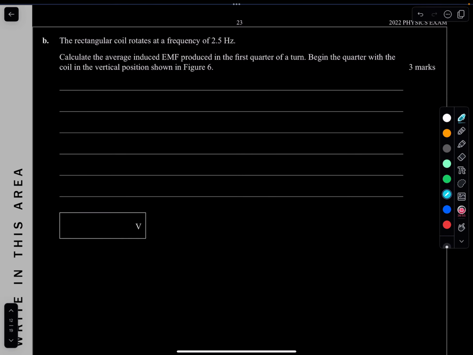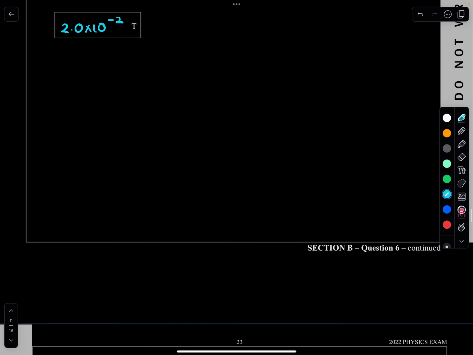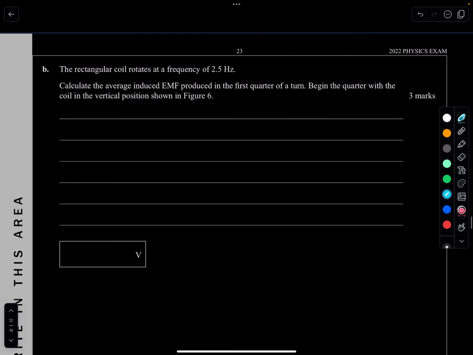Next question. The rectangular coil rotates at a frequency of this. Calculate the average induced EMF produced in the first quarter of a turn. Begin the quarter with the coil in the vertical position shown in figure 6. Beautiful. So for a quarter of a turn, there will be induced magnetic flux because we're going from a maximum to 0. So there's basically going to be an EMF produced. And this EMF produced is calculated using this formula: N times your change in flux over change in time.